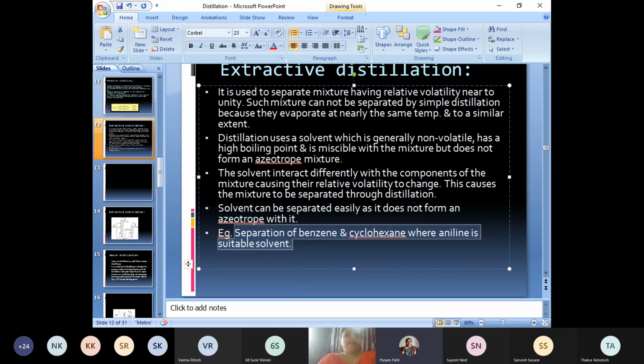Separation of benzene and cyclohexane where aniline is suitable solvent, because benzene and cyclohexane both boils almost at same temperature. So if you want to separate benzene and cyclohexane, you need to add the aniline as a solvent. Then you can easily separate benzene and cyclohexane from each other. Okay. Understood this? Extractive distillation, कुछ doubt है?